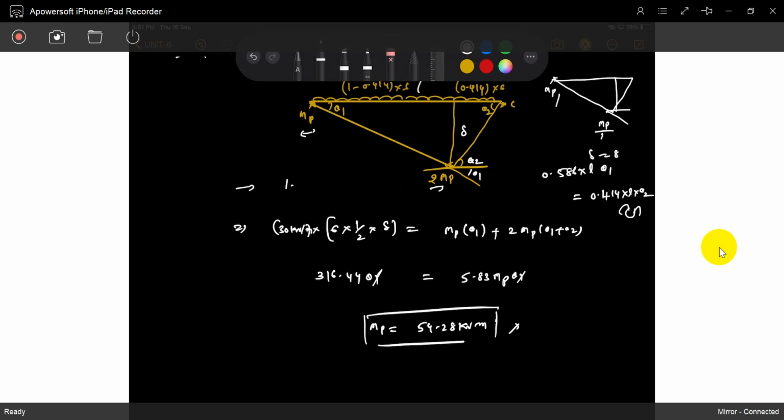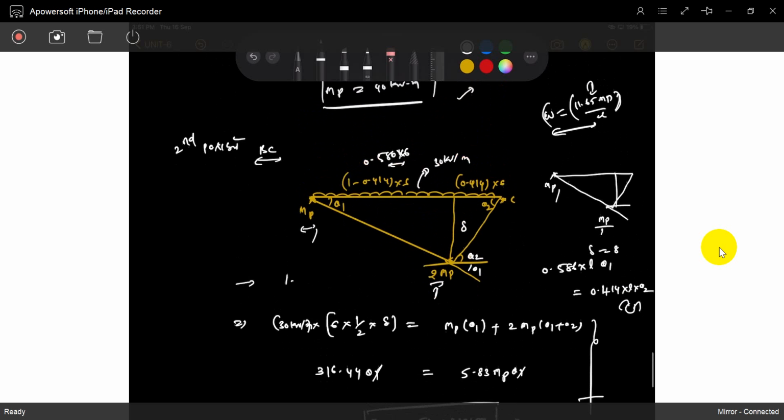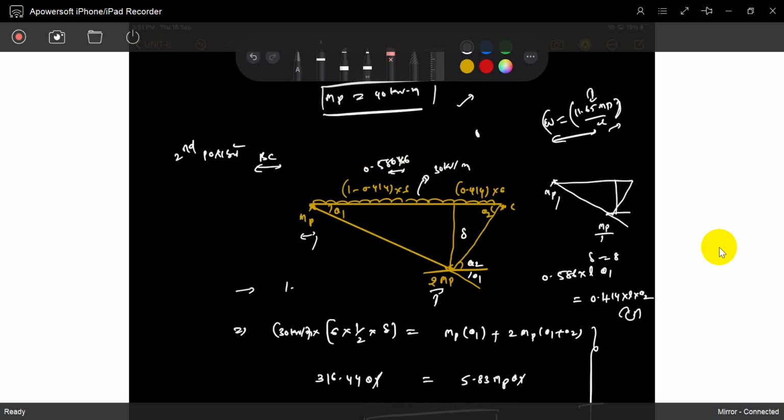That's it. Otherwise, if the total span is same, MP and MP, no need to find out these values. We already found this. You can easily find out MP. MP is WL by 11.65, you can write like this. No need of these calculations. If you remember this, and if this is also MP, directly you can write down this value. No need of calculations, if you understand it. Otherwise, you have to remember this.